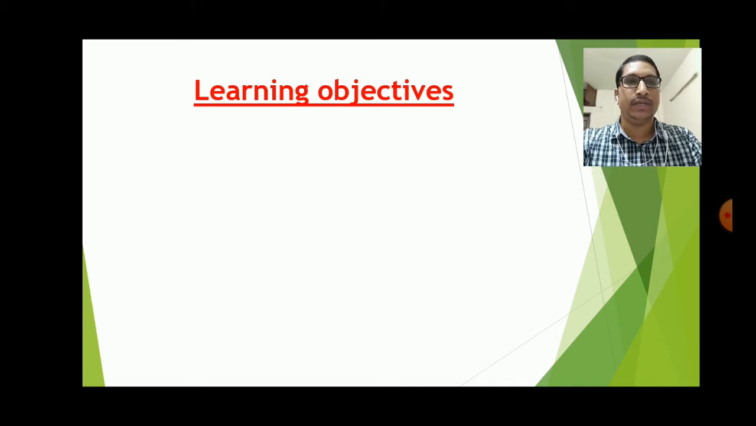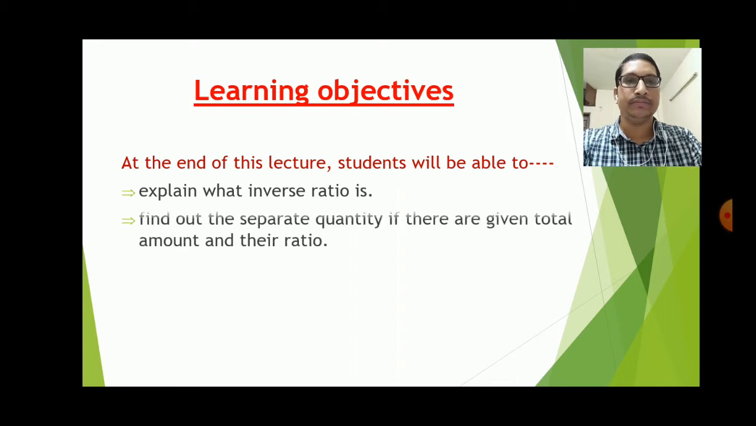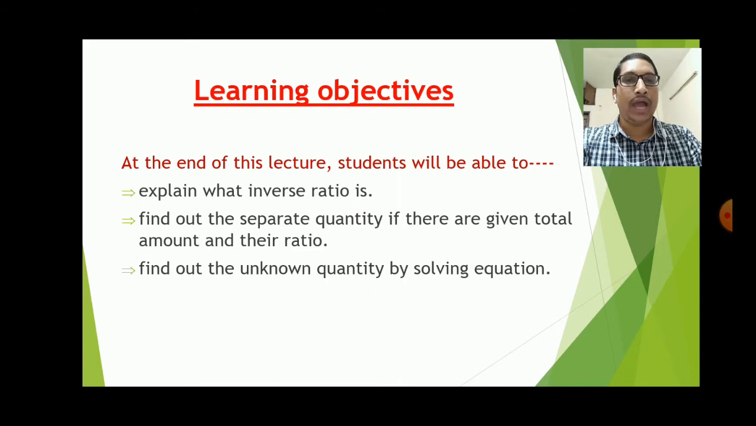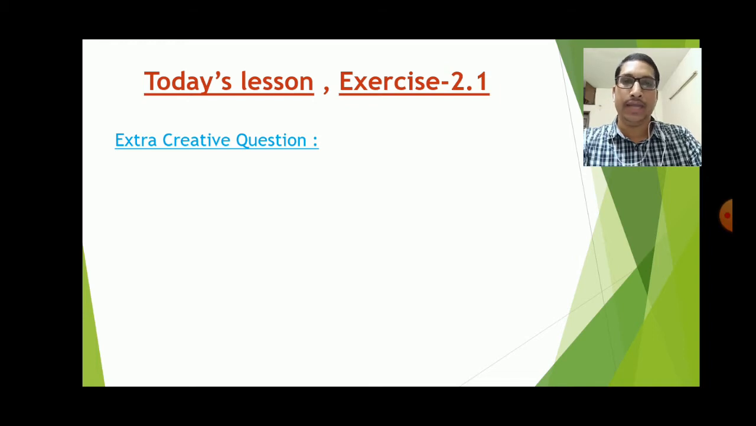Learning objectives. At the end of this lecture, students will be able to explain what inverse ratio is, find out the separate quantity if there are given total amount and their ratio, find out the unknown quantity by solving equation. Now today's lesson, exercise 2.1, extra creative question. Here I will give you the extra creative question at first. After that gradually we will solve number A, B and C.